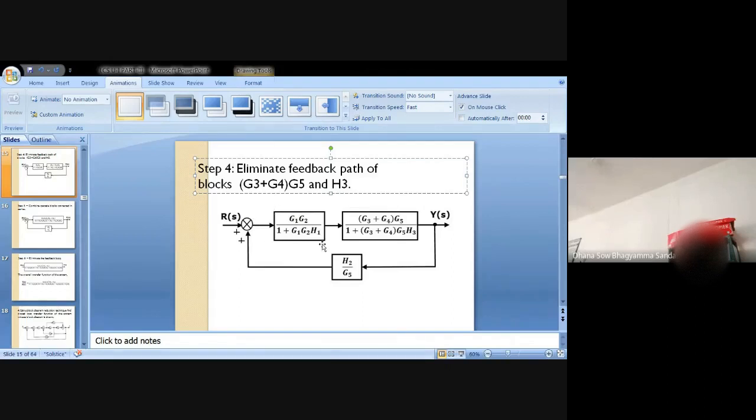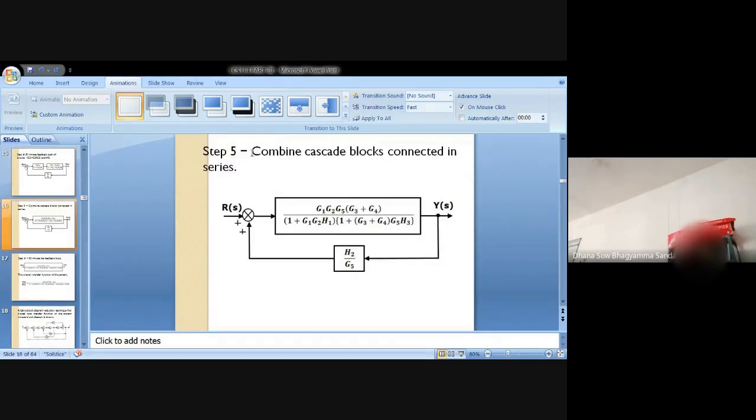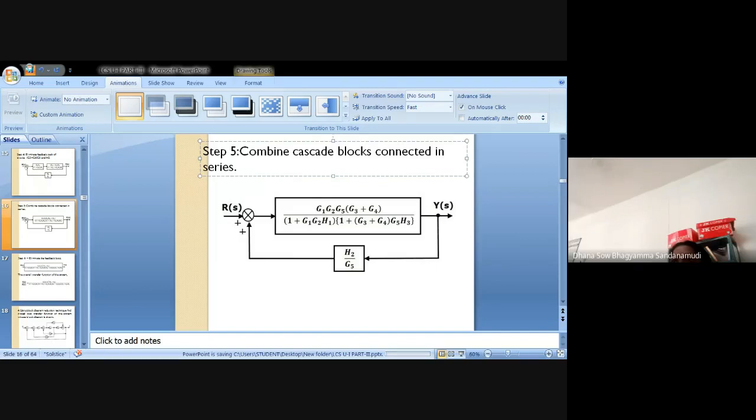Next step number 5 is combining the cascade blocks. Combine the cascade blocks and you will get it like this. Next is eliminating the positive feedback path. This is G, this is H, so G by 1 minus G into H.